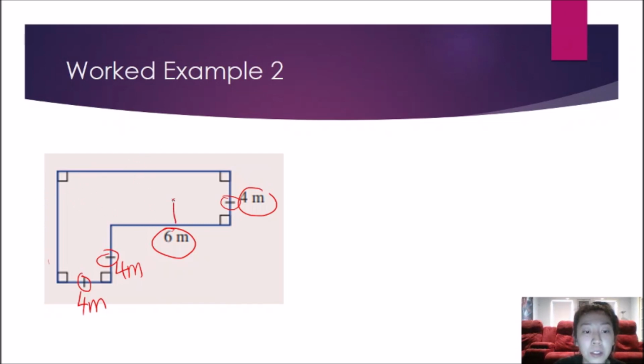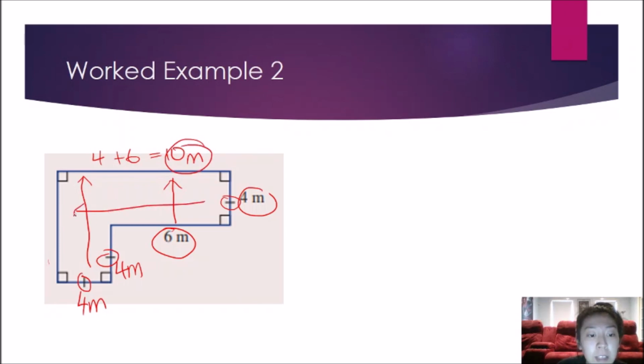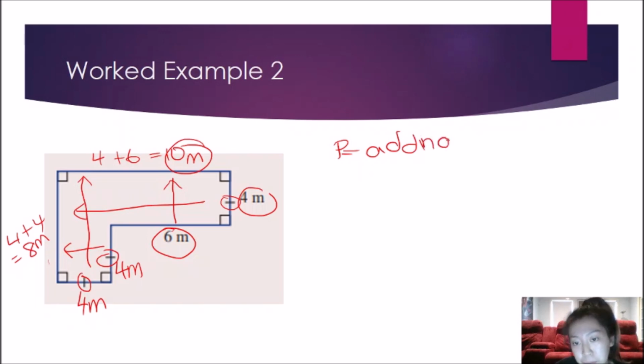Well, if you have a look, I've used 6 and I've got 4. So this one is 4 plus 6, which equals 10 meters. So this one here is 10 meters. And over here, you've got 4 over here, and you've got 4 here. So it'd be 4 plus 4, which equals 8 meters. Now we know the perimeter is adding all the sides together.